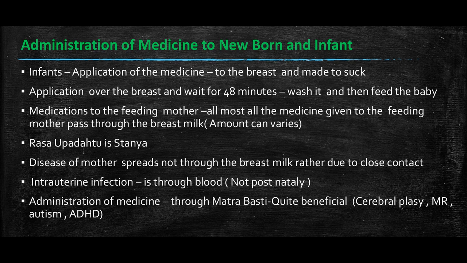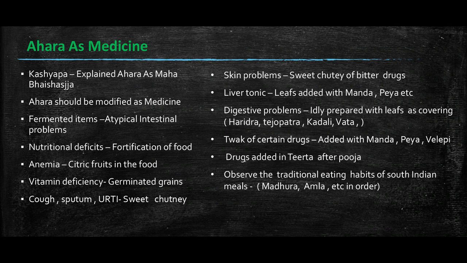Further, this is a basic concept given by Kashyapa. Kashyapa says that ahara is mahabhaishajya. So, try to give maximum medicine through the ahara or mixed with ahara. Kashyapa explained ahara as mahabhaishajya with this intention only. In a child, give the medicine with ahara as far as possible. Ahara should be modified as medicine. Now, how to modify the medicine as ahara?